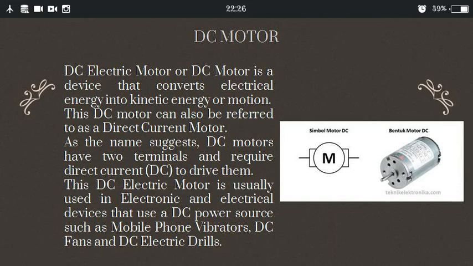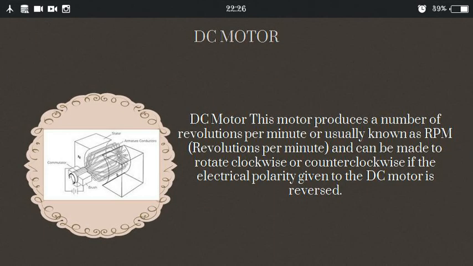This DC electric motor is usually used in electronic and electrical devices that use a DC power source, such as mobile phone vibrators, DC fans, and DC electric drills. This motor produces a number of revolutions per minute, usually known as RPM, and can be made to rotate clockwise or counterclockwise if the electrical polarity given to the DC motor is reversed.